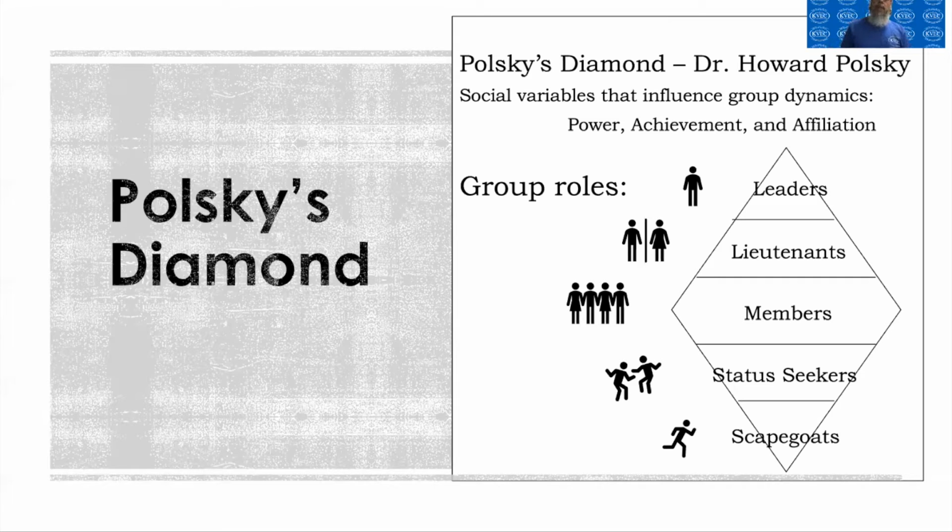So think about your classroom. And like I said, the reason that this is a diamond, you usually have one leader, maybe one or two lieutenants. Most of the folks in your classroom are going to be your members. Then you're going to have maybe one or two status seekers and one or two, mostly one, scapegoat, the individual who gets blamed for everything.